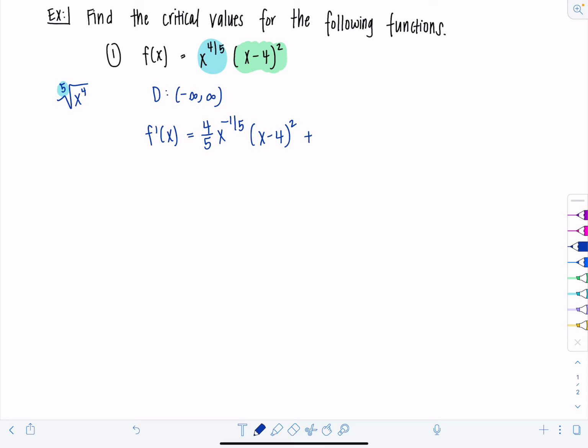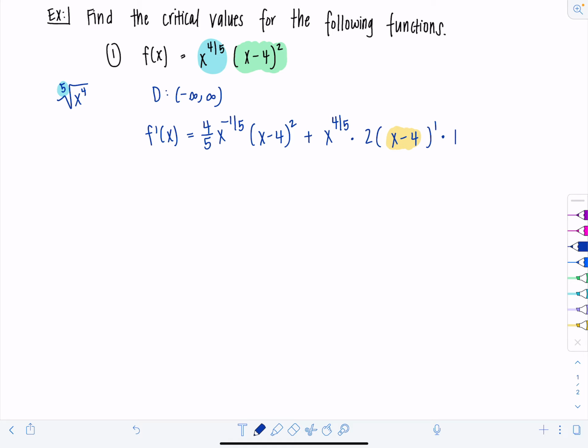Plus, and then now they take turns. So then leave x to the 4/5 alone. And then now I'm going to take the derivative of x minus 4 squared. So in that case, I'm going to use the chain rule. You bring the 2 down in the front, subtract 1 from the exponent, leave that x minus 4 alone, and then by the chain rule, I have to multiply by the derivative of x minus 4, but that's just 1. You don't have to write that times 1 at the end, but I just did it so you guys know I'm thinking about it, and sometimes it's not 1.